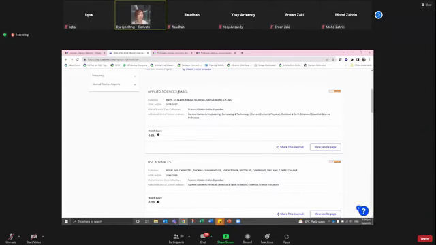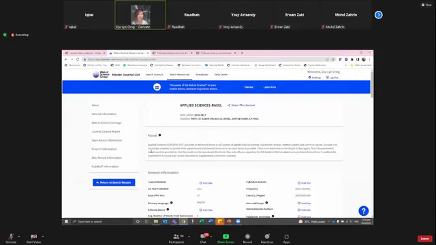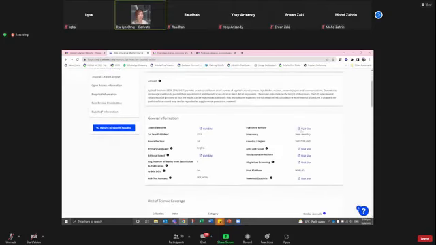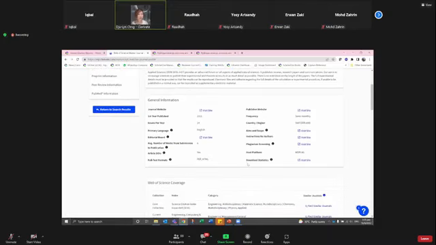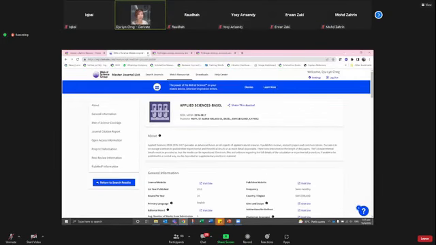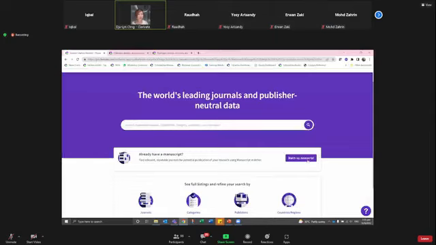So Applied Sciences Basel, you can view the profile page, and then link to the publisher's website. Some of the information here, sometimes if they've actually revealed the article processing charges, we might include some general information here as well. But the data here is purely dependent on the data provided to us by the journal. Okay. So this is the tool that I am recommending you to use.